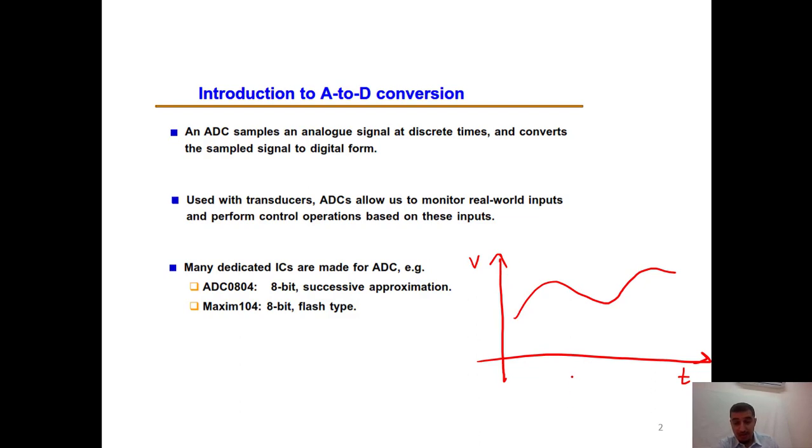So on the x-axis we have sampling, and on the y-axis we have the quantization. Okay.